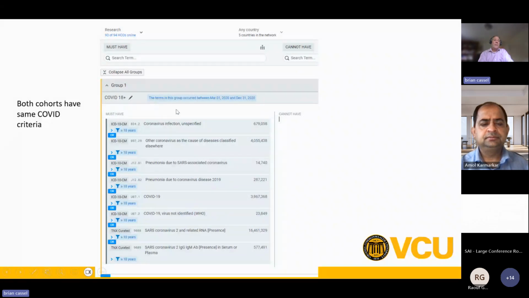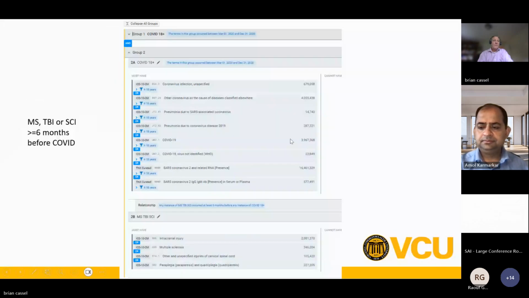So in the query builder, 18 plus at the time of having any one of these indicators of having COVID, and this whole group of terms, this group of criteria occurred in that March to December 2020 timeframe. For the cohort that had a TBI, SCI, or multiple sclerosis 6 months or more before the COVID diagnosis, I repeated having those COVID things in another group of criteria and then did a related group.